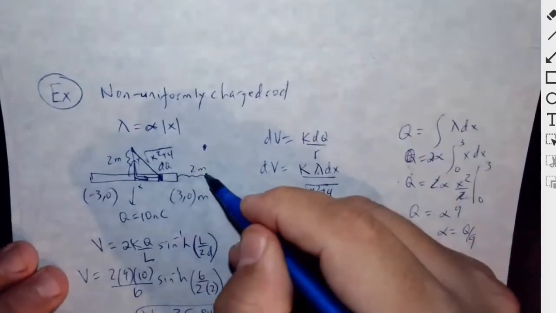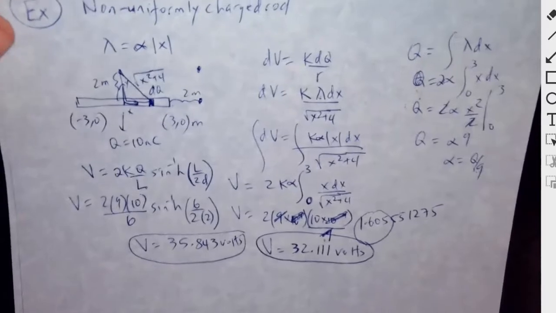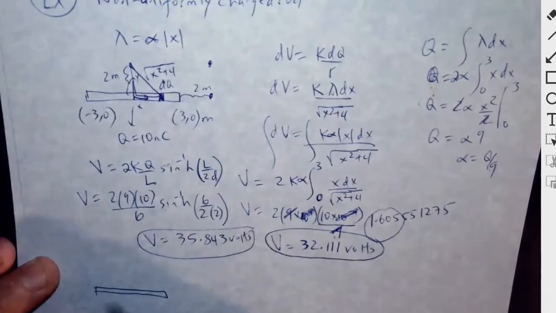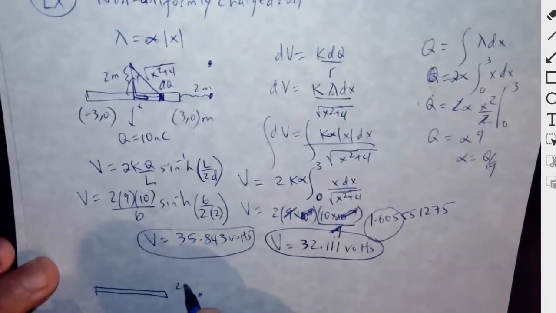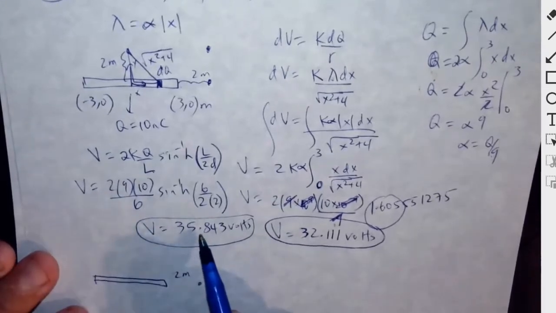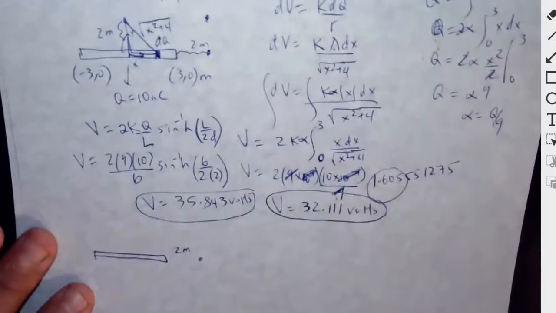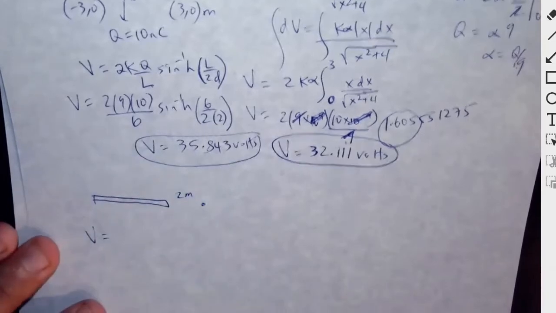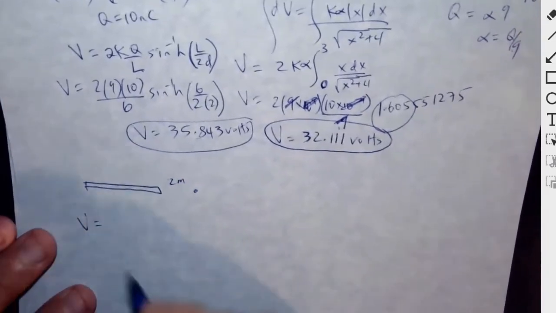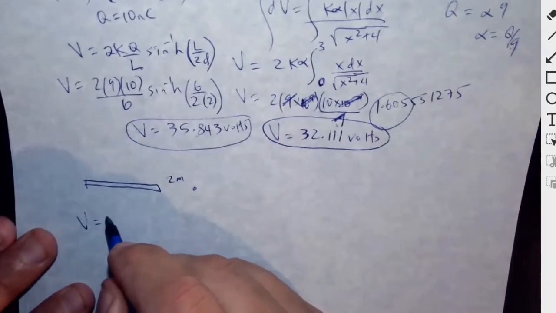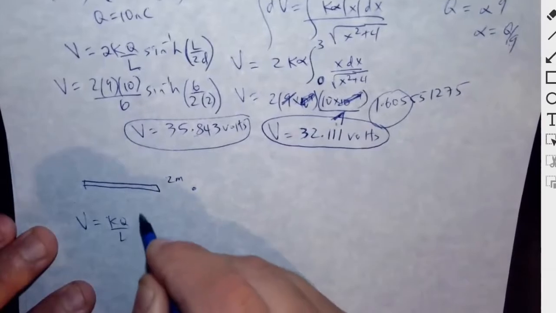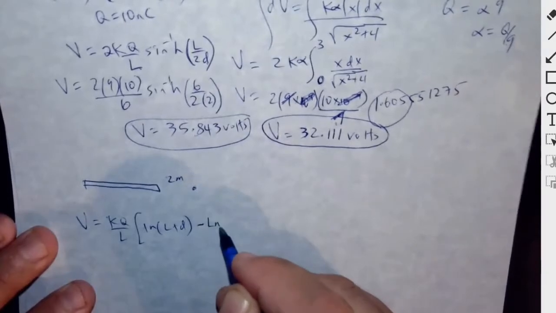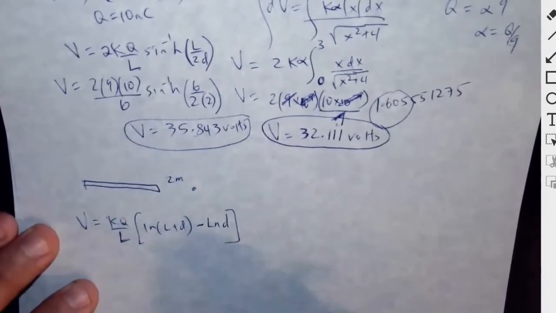Okay, so now let's do 2 meters from the side. There, right there. Okay. 2 meters that way. And then we can also check with the voltage for the uniform. What is the equation for the voltage of the uniform on the side? We could do that first. Well, I think it was something like kq over L, ln of L plus D minus ln of D. Was it something like that? Yeah, that's pretty much it.